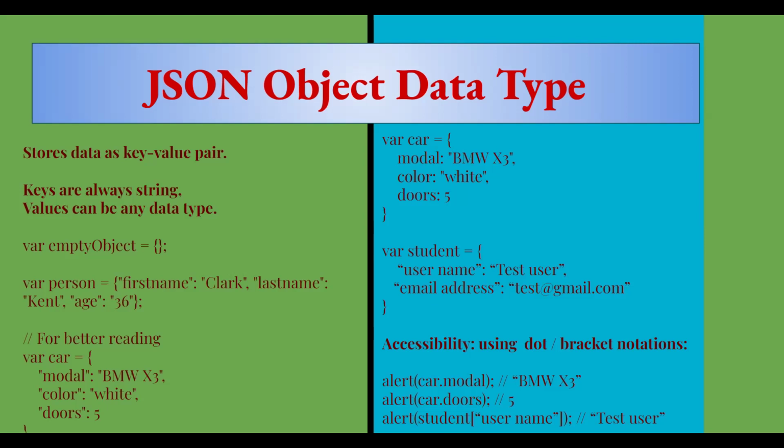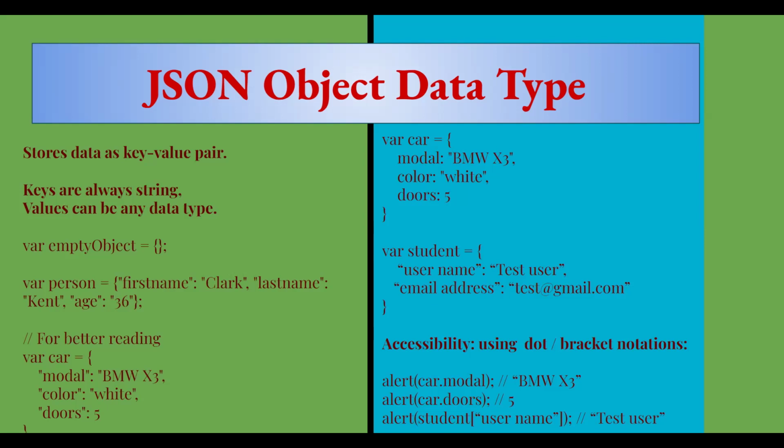The following example will show you the simplest way to create a JSON object in JavaScript. We can create an empty object using curly braces, as you can see in the variable empty object. Another example is the person JSON object having keys as first name, last name, and age. For better reading, you can write a JSON object in proper format. For example, we have the car JSON object.